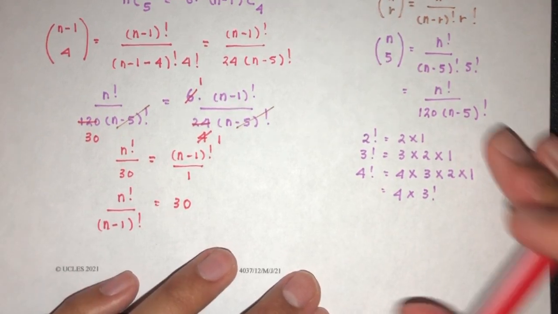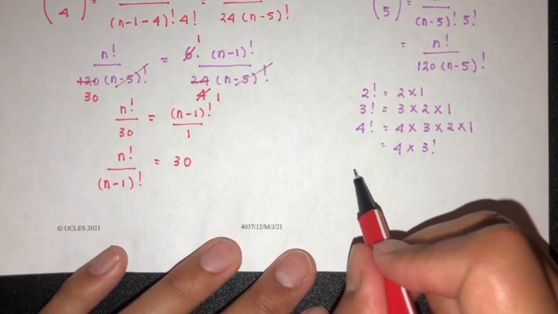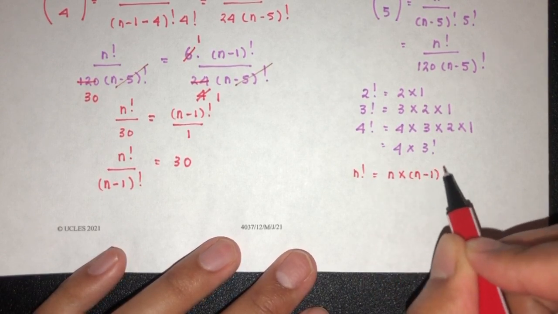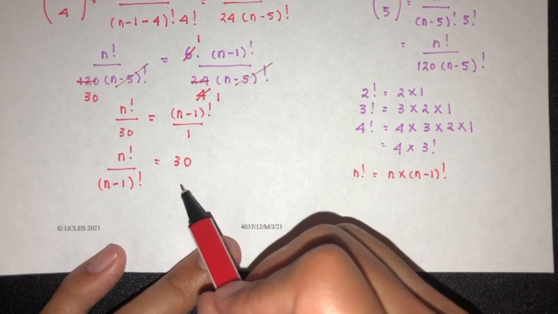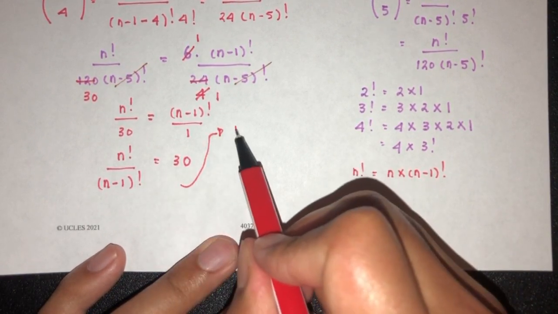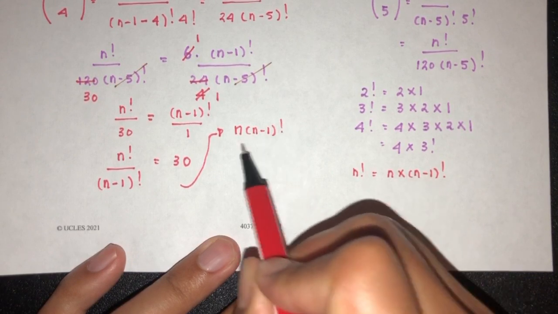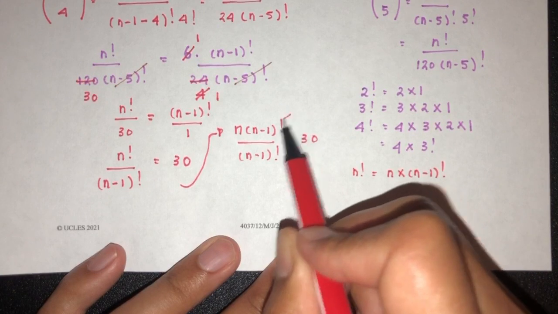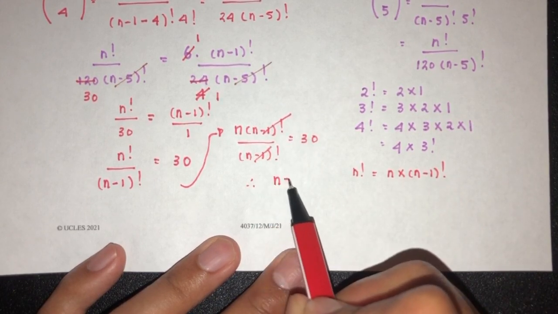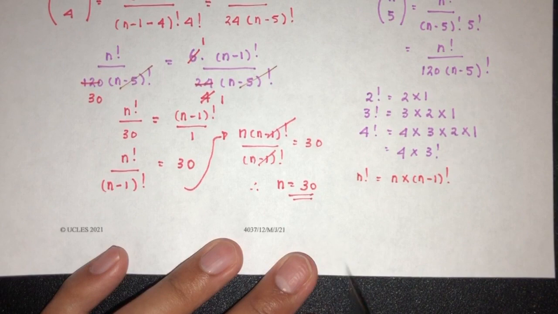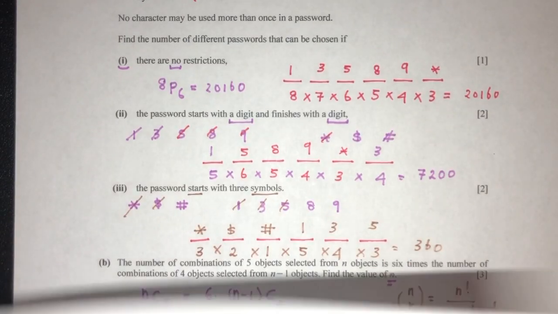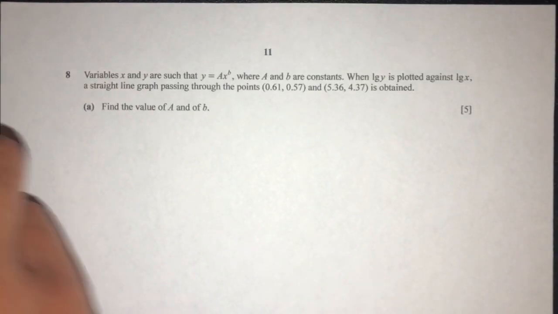Where I'm going with this, I do understand that n factorial can also be n times (n minus 1) factorial. So from here, on top you will have n times (n minus 1) factorial divided by (n minus 1) factorial, that will be 30. So this and this will cancel out. So finally n will be the value of 30. And that is part B of your question. That is your question number 7. Okay, so let's move on to question number 8.